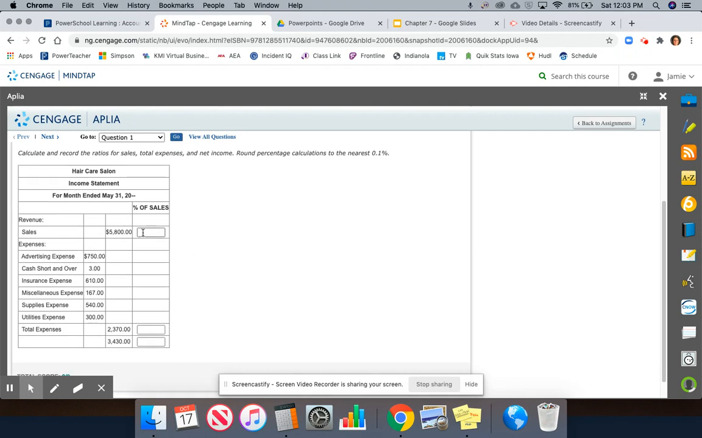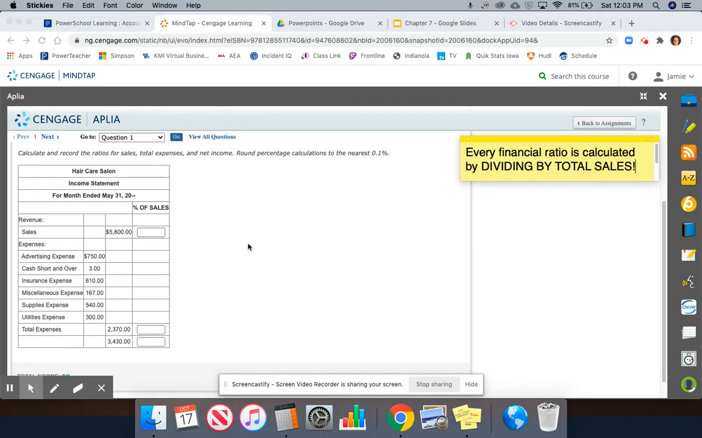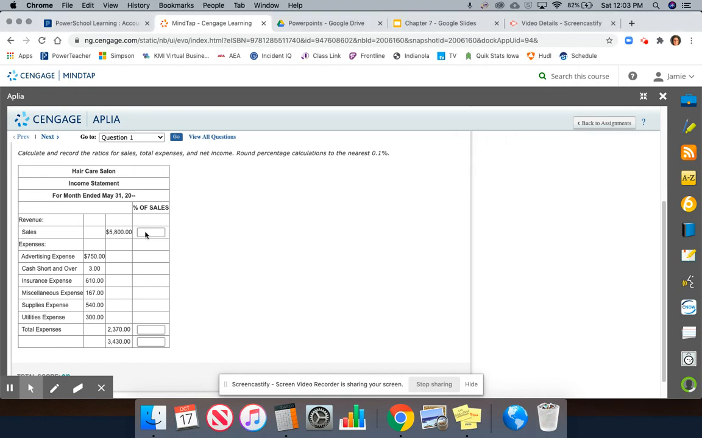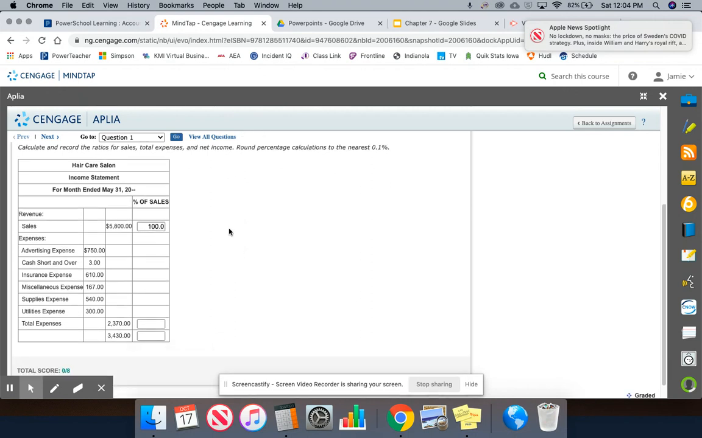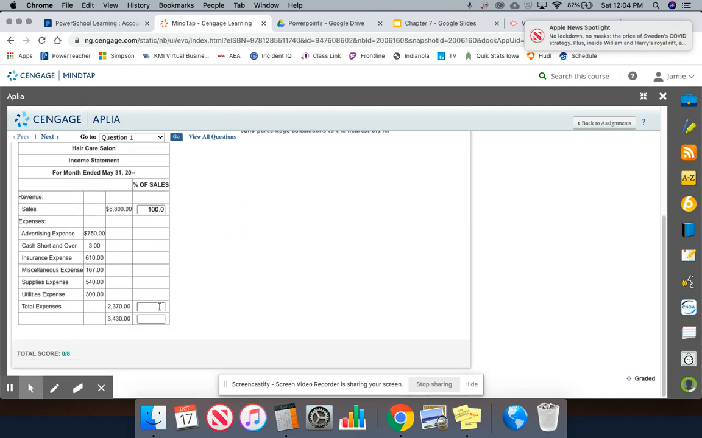Now that we have our net income in there, we have our completed income statement. Now we need to do our percent of sales. So remember, every financial ratio is calculated by dividing by total sales. So 5,800 divided by itself. So 5,800 divided by 5,800 leaves us with 100.0. Notice that the instructions tell you to round to the nearest 0.1%. So 100, we would want to list as 100.0.